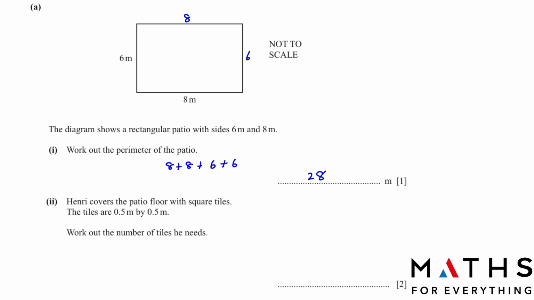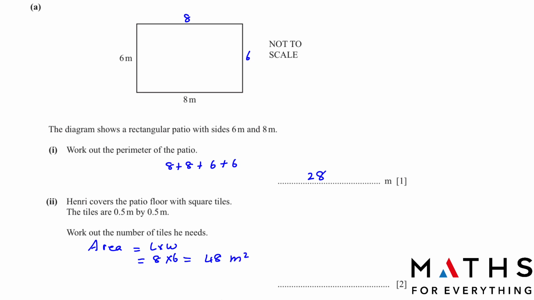In A2, Henry covers the patio floor with square tiles. The tiles are 0.5 meter by 0.5 meter. Work out the number of tiles he needs. First, let's find out the area of the rectangular patio. It is length times width. So 8 times 6, which is 48 square meters.